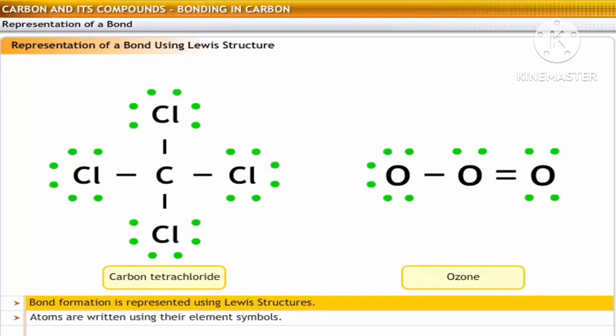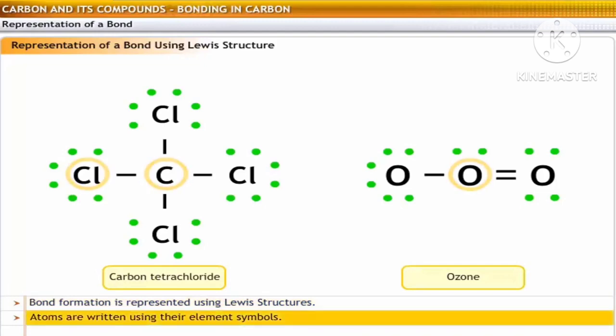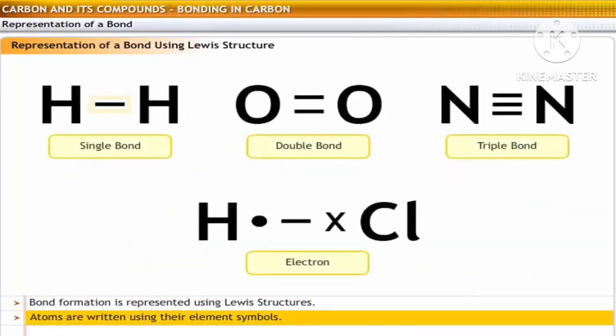A Lewis structure is a type of shorthand notation. In this method, atoms are written using their element symbols. Lines are drawn between atoms to indicate chemical bonds. Single lines are single bonds. Double lines are double bonds. Triple lines are triple bonds. Dots and sometimes the symbol X are used to represent an electron.